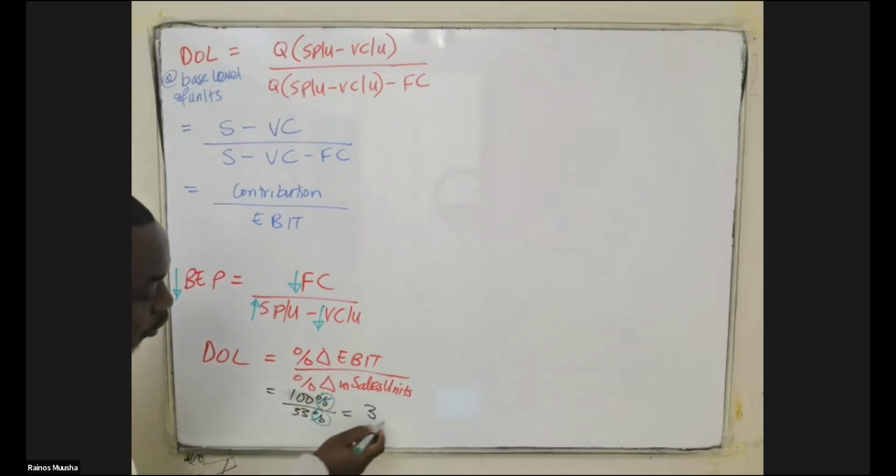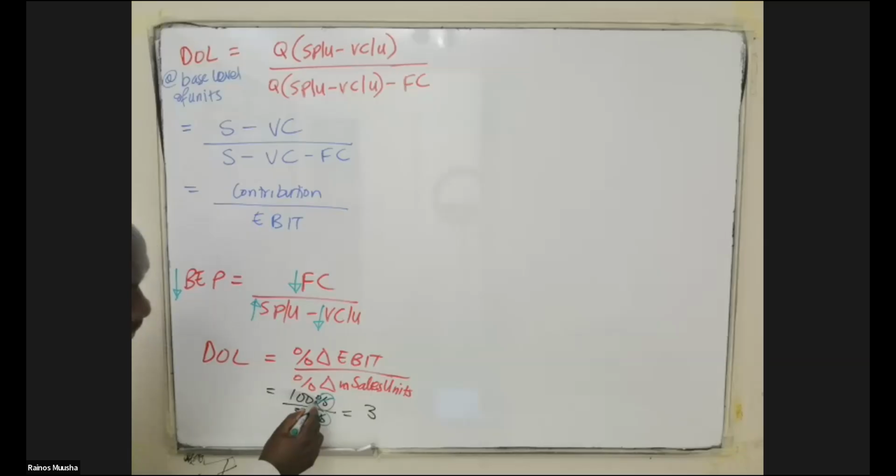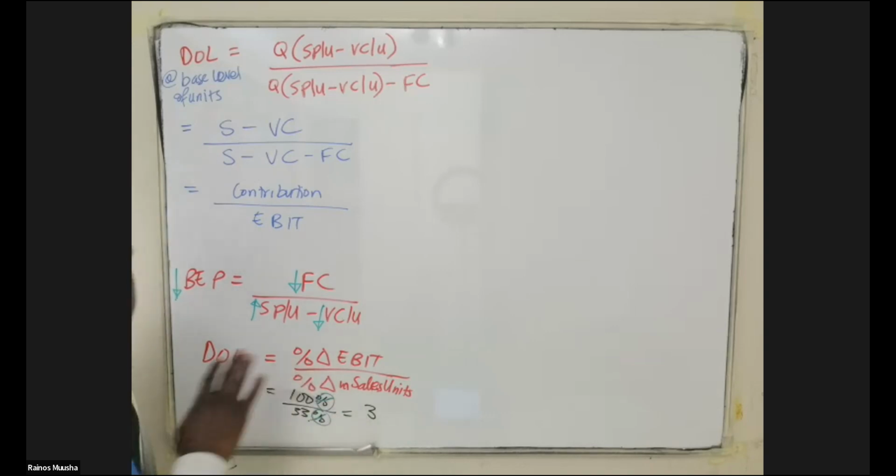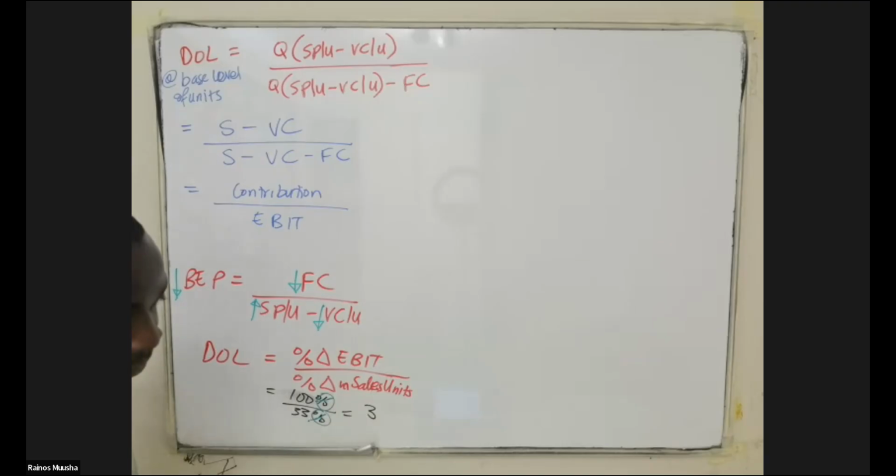That's why your degree of operating leverage is not necessarily a percentage. It's just a figure as is, because the percentage at the denominator comes with the percentage at the numerator. So the only thing you have to do is find 100 divided by 33, which will give you your degree of operating leverage. Remember, it's not a rand amount, and it's not a percentage amount. It's just a figure as is. Are we on the same page?